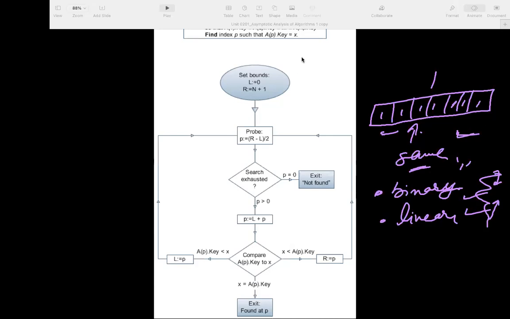Now, actually, the question was not this. So let's look at what the question was.